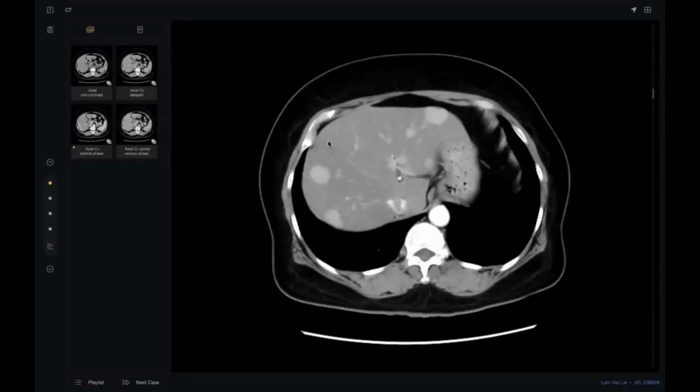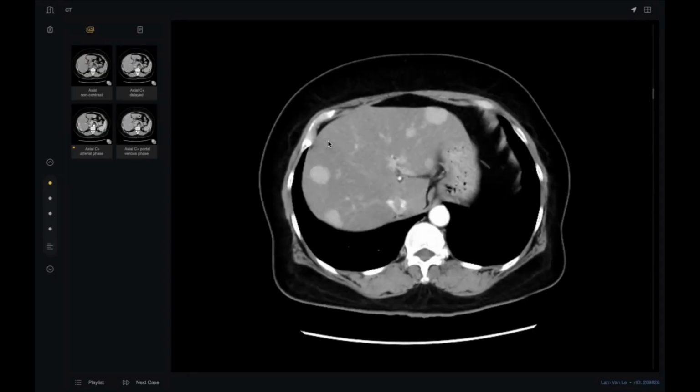They are rounded in configuration. Most of them are peripherally located, and some of them have vessels reaching up to the periphery of the lesions. At this point, arterial enhancing lesions, rounded.